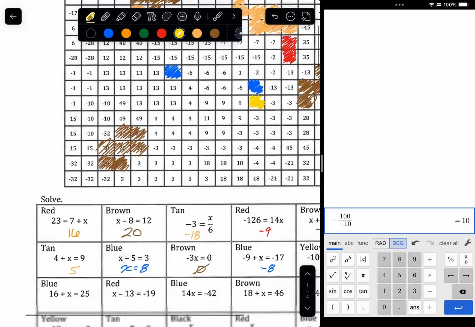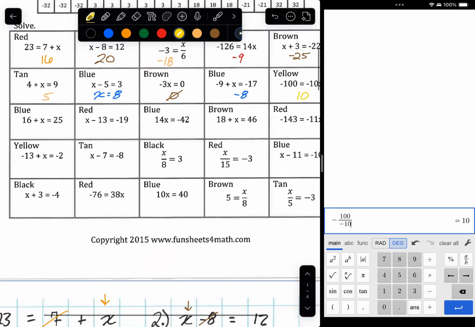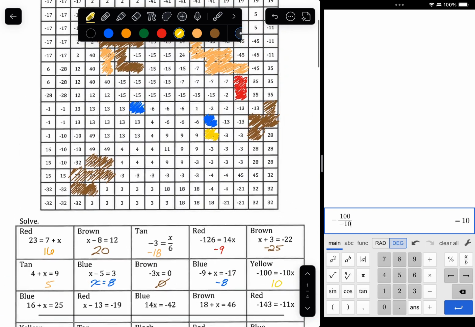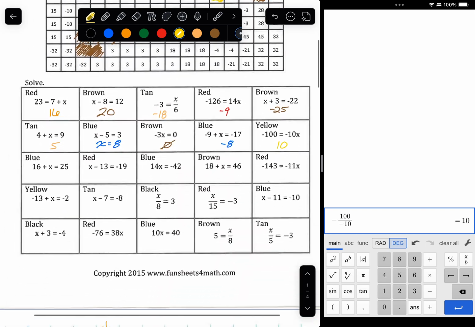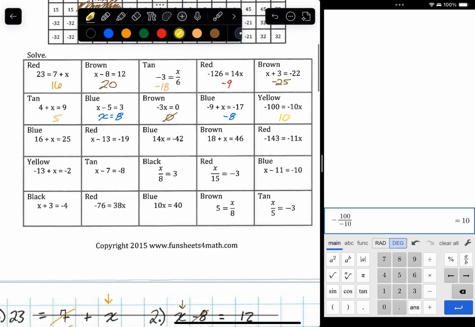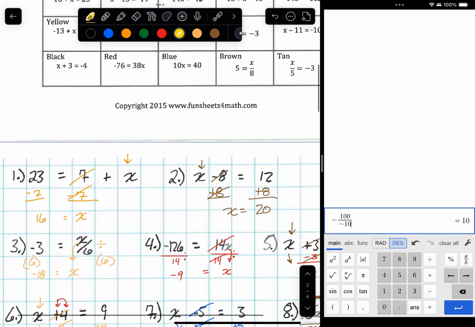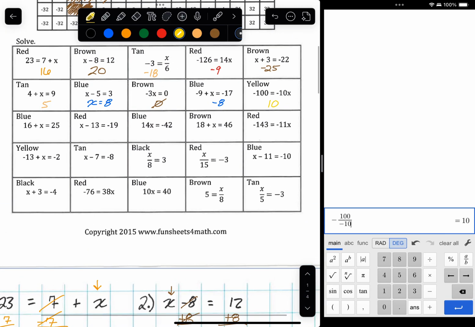All right. Do the rest on your own, or at least as much as you can. You don't have to do the coloring if you don't want to, but just get about 20 of them done. You should be able to get that much done. All right. Good luck.